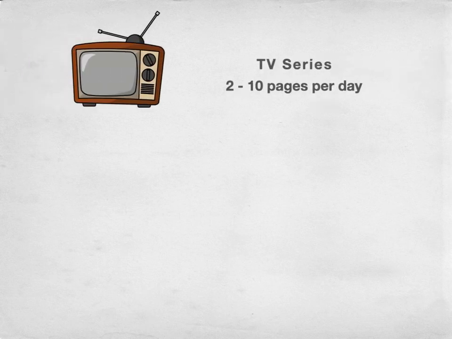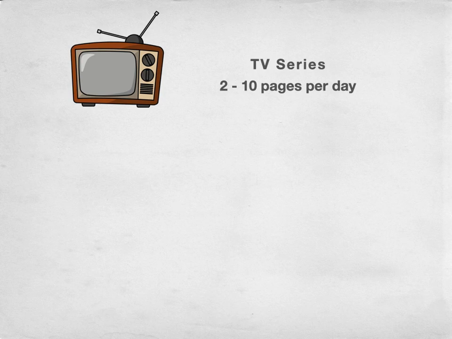Here are some general rules that you can apply in budgeting if you don't have any of the aforementioned tools or people at your disposal. On a television series, you could expect to shoot as little as 2 or as much as 10 pages of script in a day. This can vary broadly based on the length of the program, complexity of the scenes, and how many days are allocated to each episode.